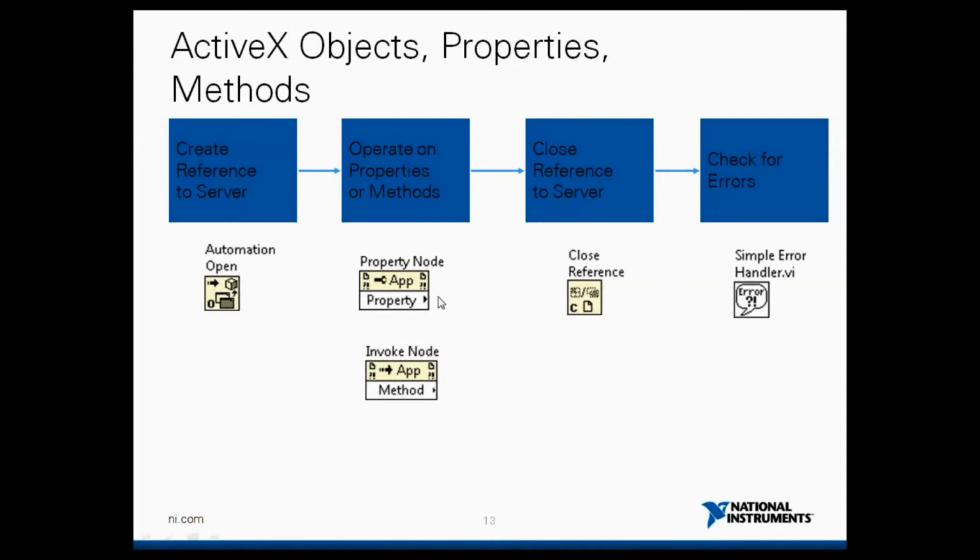Then you have to use the property nodes to define, how do you want to open the application? Do you want to open PPT? Do you want to open an Excel file? Do you want to write to an Excel file? Whatever you want to do. And then finally you just close it. Check for errors is optional again.